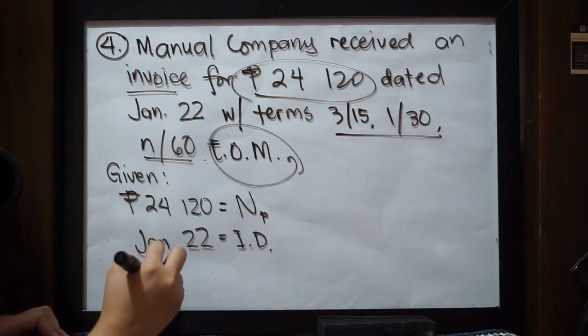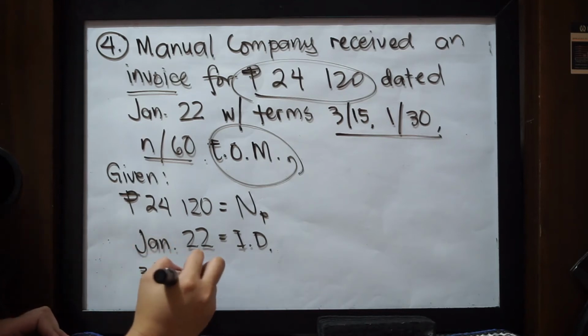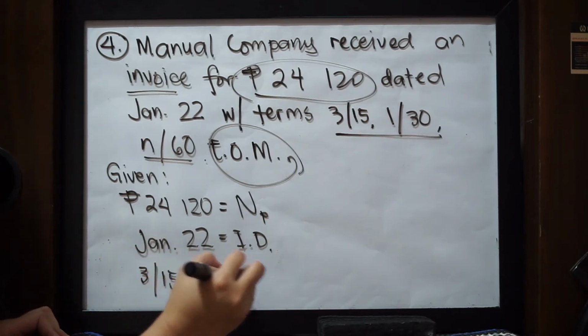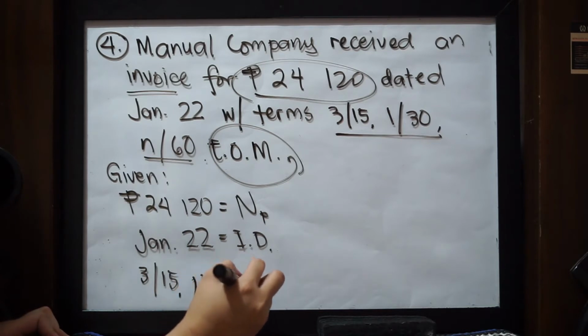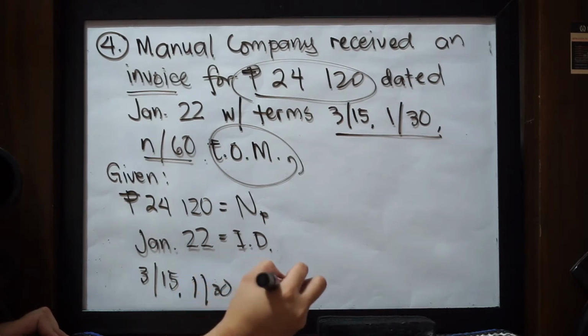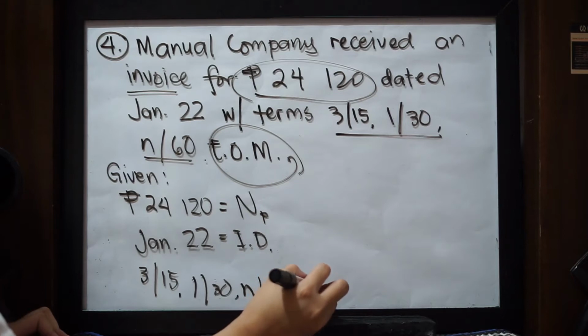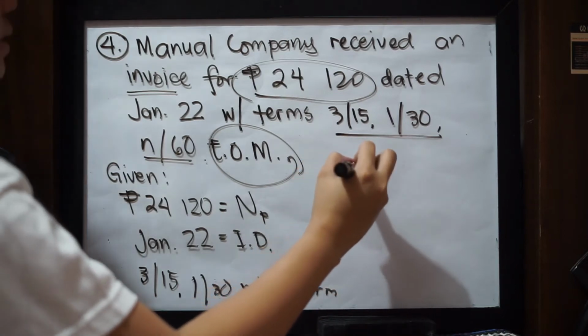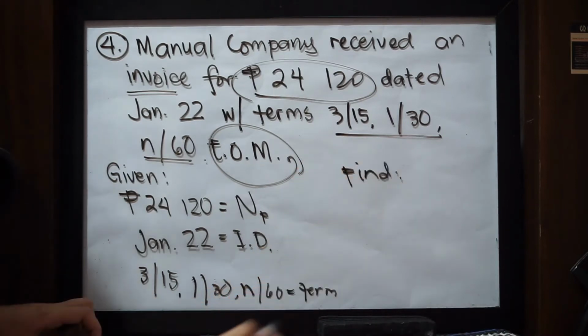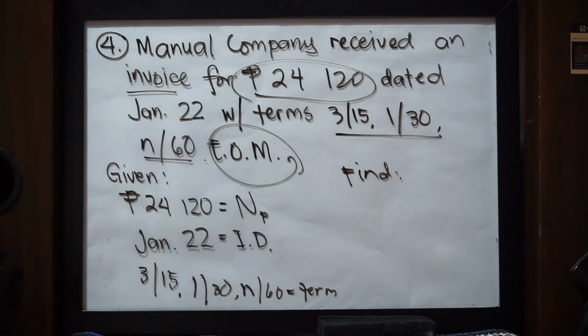So, 3/15, 1/30, tsaka N/60 is the term. Next, ano yung kailangan nating hanapin? Sorry, hindi ko na nilagay dito. Tingnan nyo na lang sa modules.